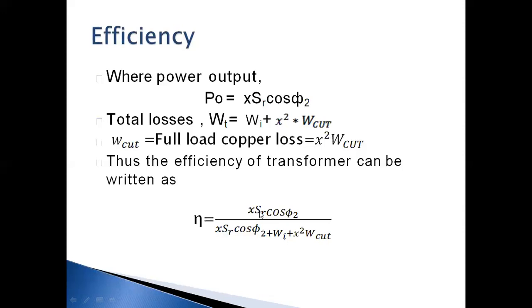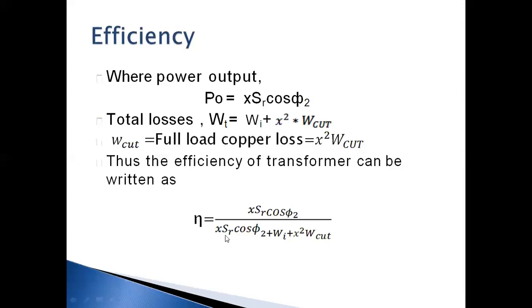Now I became some portion x of I, so that is why the output became x SR cos phi 2. SR is nothing but V into I. So I became some portion x, where x is generally known as the fraction of load. For the maximum efficiency, the load is x times the full load, because I became x of I, a portion of the load for which the maximum efficiency occurs.